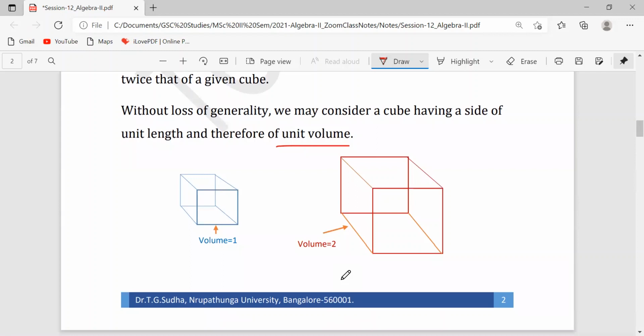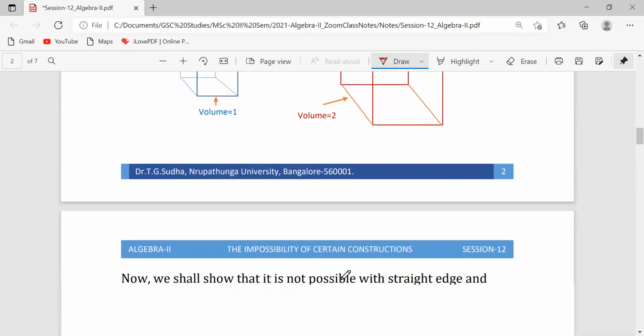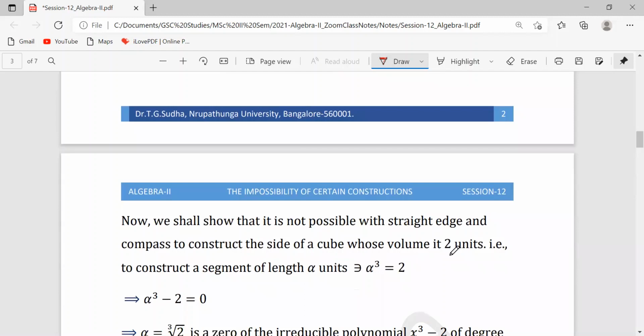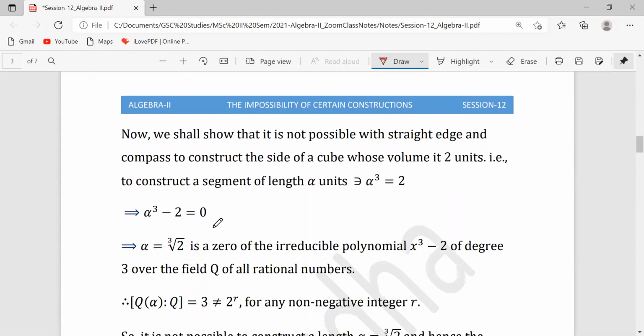We know that the volume formula for a cube is length into breadth into height, that gives us length cube. So let us take alpha to be the required length of the cube and let its volume be 2 units. So we get alpha cube is equal to 2. Now you need to construct such an alpha length line segment. Shift this 2 to the other side, you get alpha cube minus 2 equal to 0. So from here we get alpha is equal to cube root of 2.